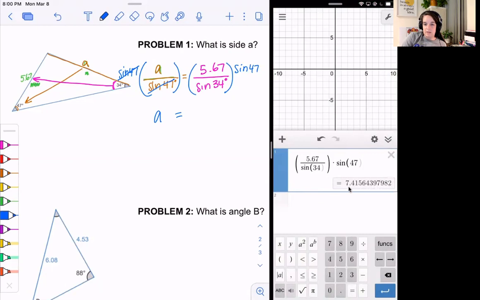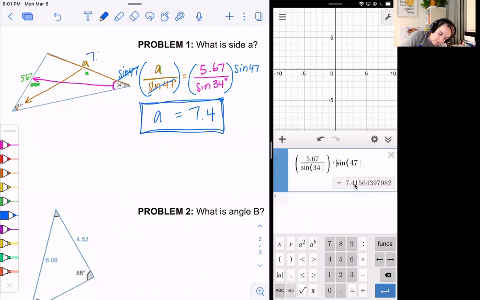So I get this number here, and I'm going to use one decimal place, 7.4, right? The 1 is not going to round up my 4, so I have 7.4. That is my side A, right? It makes sense to me because 47 is a little bit bigger than 34. So the side that goes with it should be a little bit bigger than this side, 5.67. All right. So that is if we want to solve for a side.